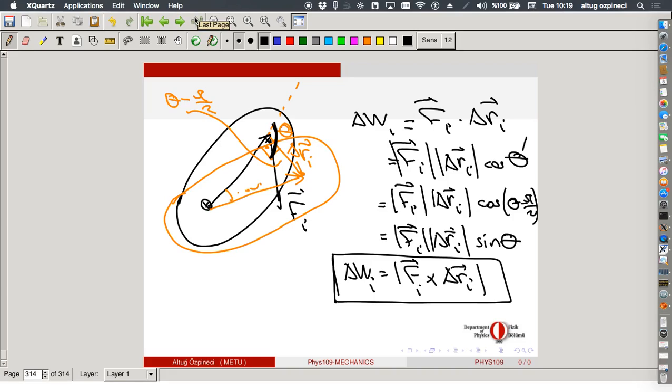Now, delta Ri will be constantly changing. Let's relate everything to something else that might be constant. Now, what is delta Ri, the magnitude? Let's call this angle delta phi. This is Ri times delta phi.